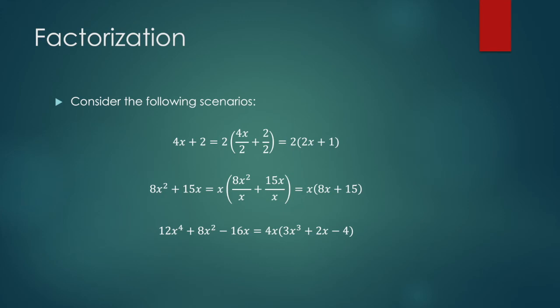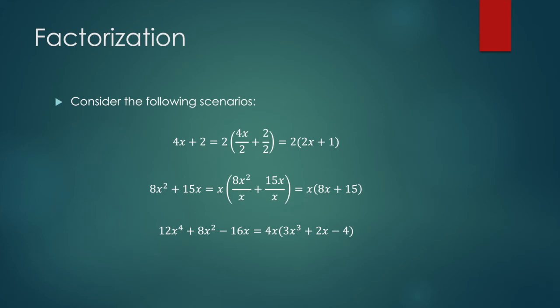So what we can do, we can take out 2 as we look at the middle equation. So 4x plus 2 is equal to 2. That's our GCF. And in brackets, we have 4x plus 2, each divided by our GCF, which is 2. And then finally, that is equal to 2 and in brackets, we have 2x plus 1. This is where our exponential rules come into play, and we'll see that in the next example.